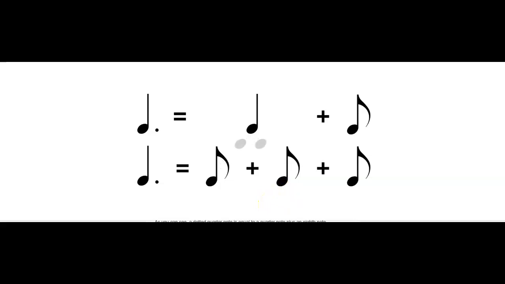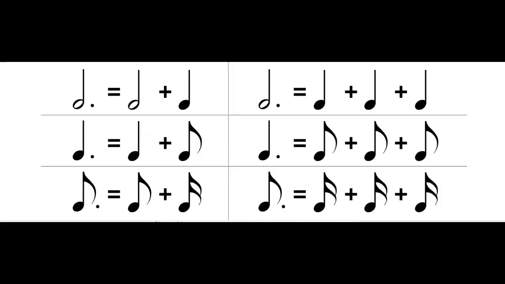Now, let's look at some other examples. So we have this half note plus the dot. So half of a half note is a quarter note. So we have a half note plus a quarter note. Let's check out this 1/8 note down here. We have our 1/8 note plus a dot. So we have our 1/8 note. Half of an 1/8 note is actually a 1/16 note.